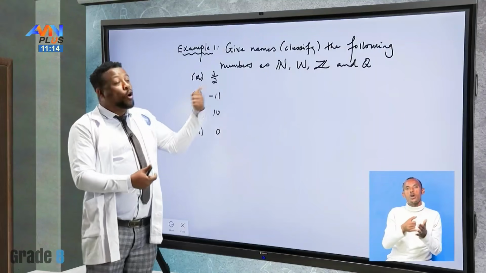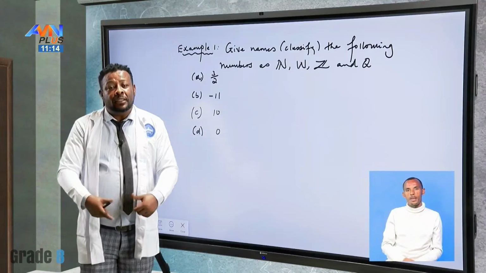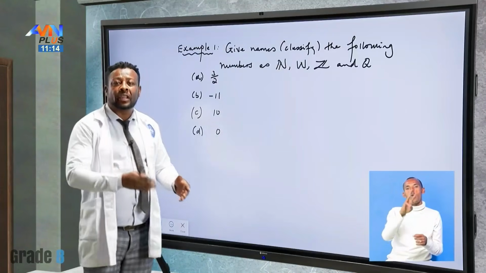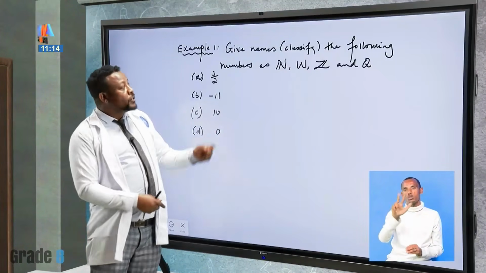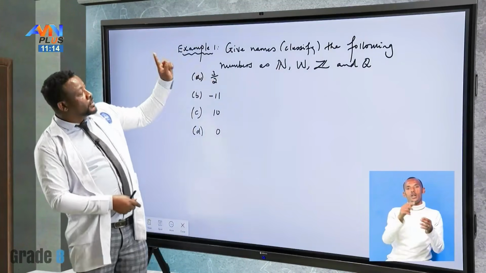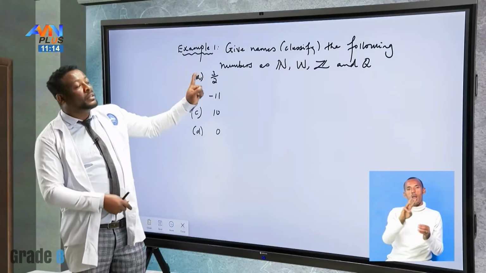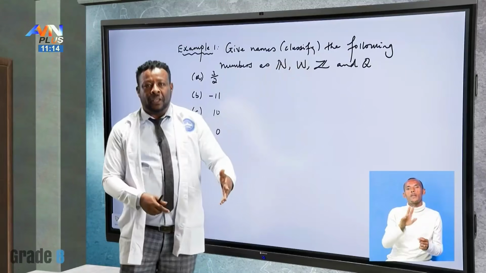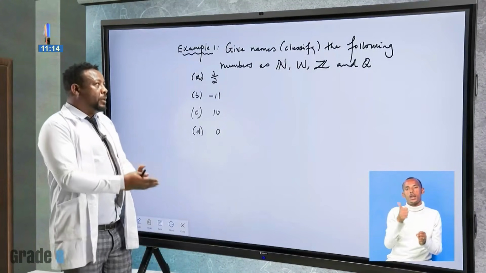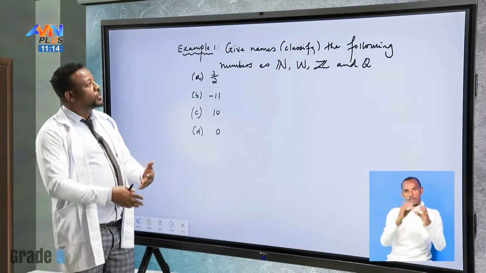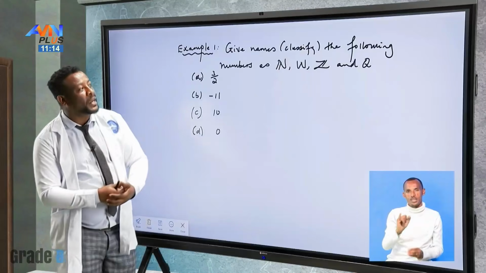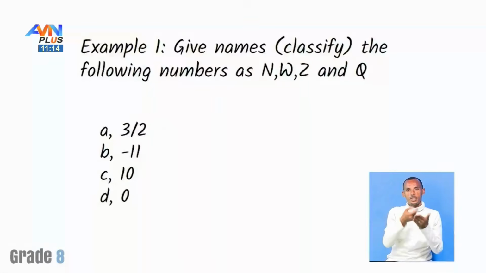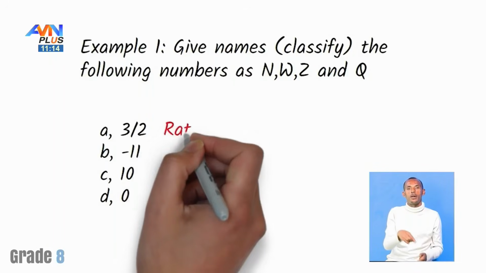Is it a whole number? Definitely, this is not a whole number, because you know what whole numbers are: 0, 1, 2, 3, and so on. So this is not a natural number. This is not a whole number. This is not an integer. Okay? It can't be a member of these 3. So the only naming or the only classification that we can give for this number is an element of rational numbers. So you can say this is a rational number, okay? This is a rational number.